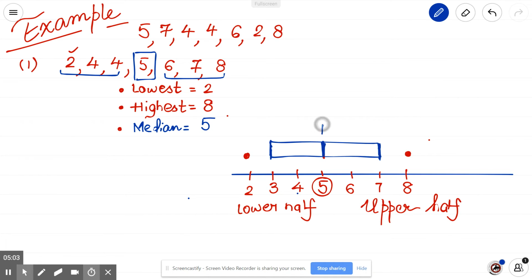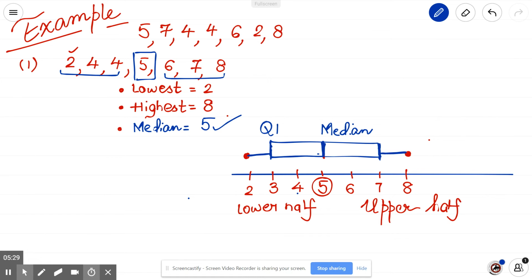Remember, this was the median of the actual data set, 5. This is the median of the lower half of the data set. This is called quartile 1. This is my lowest value, 2. My greatest value, 8. So, students, as you can see, my data has been divided into 4 parts.